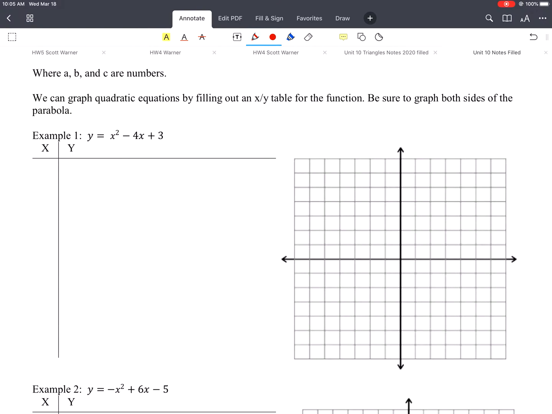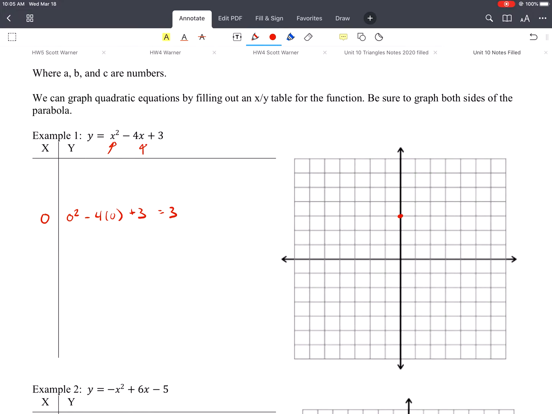All right. So for example 1, we have y equals x squared minus 4x plus 3. We could try lots of different things and see what works. I mean, we could start with 0. Let's see what happens if we plug in 0. If x is 0, we plug 0 into the x's, we would get 0 squared minus 4 times 0 plus 3, and that's just 3. So now we'll plot that up. (0, 3) would be right here.